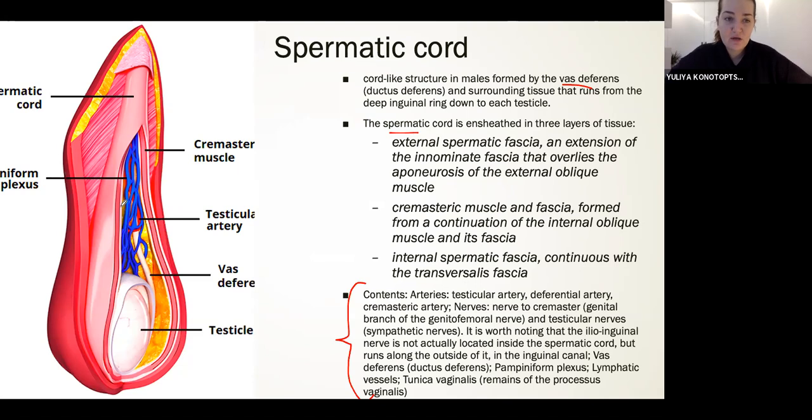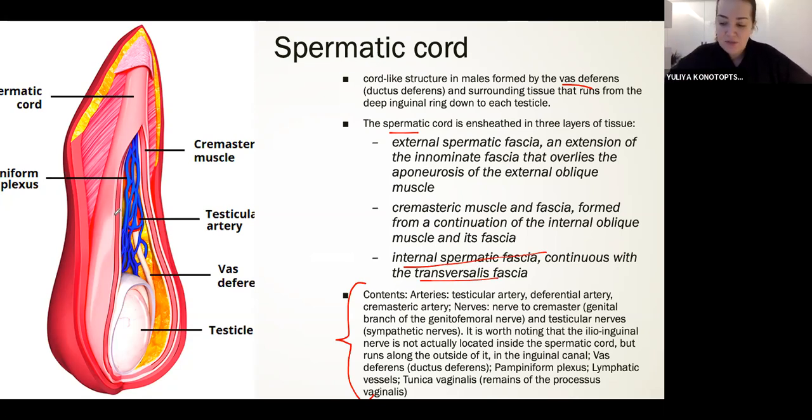So the most inner layer, this is the internal spermatic fascia. Internal spermatic fascia arises from the transversalis fascia. Transversalis fascia, this is the fascia of your abdominal wall, right? So you remember this. So abdominal wall will have it there.